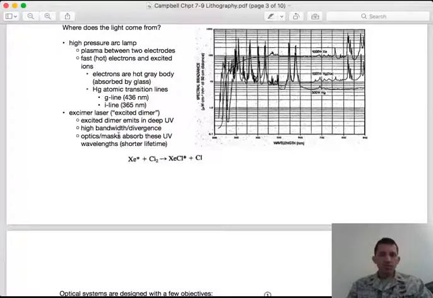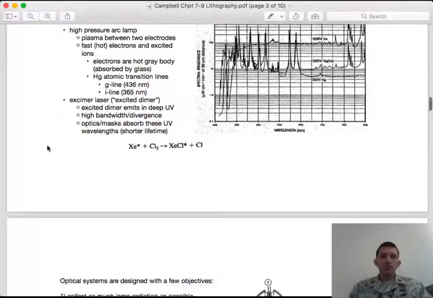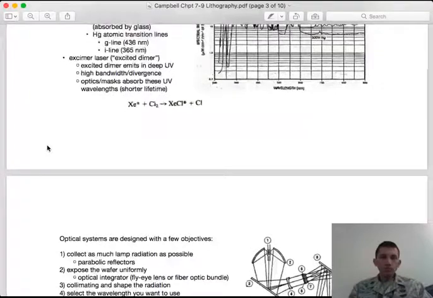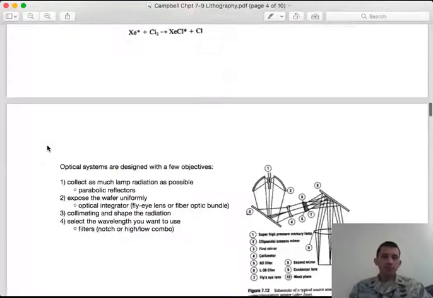However, as you transition, as I said, to the lower wavelengths, you have additional problems in that the transmission of your optics and your masks changes, and you become more absorptive to these deeper UV photons, which will decrease their lifetime.